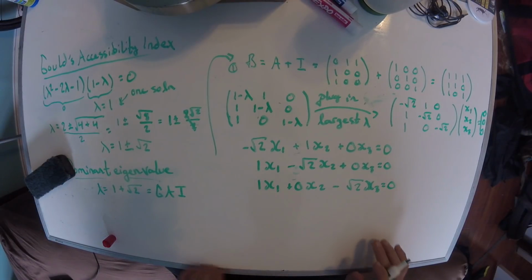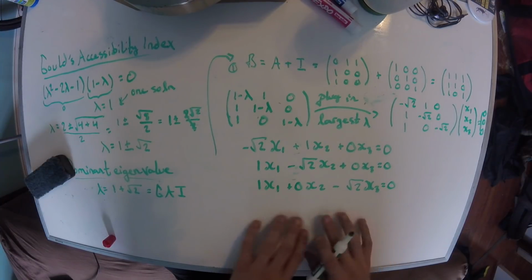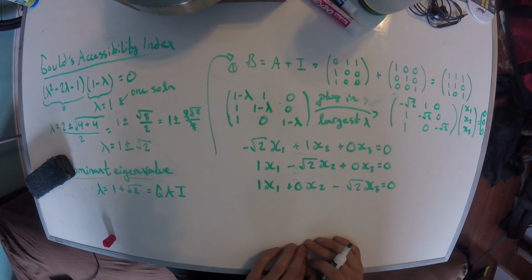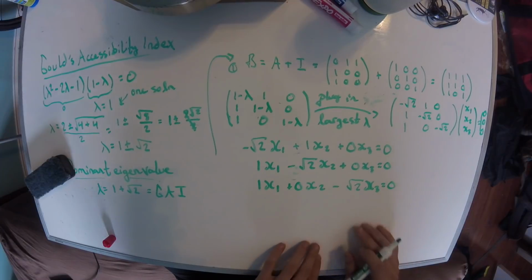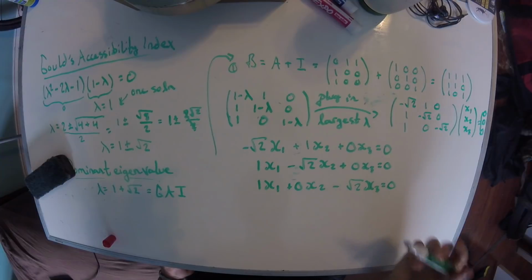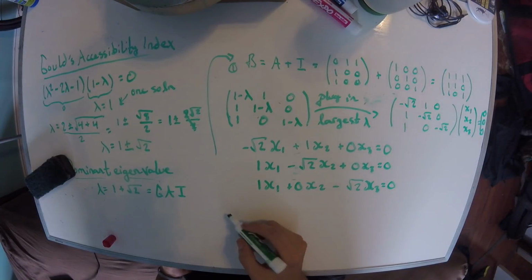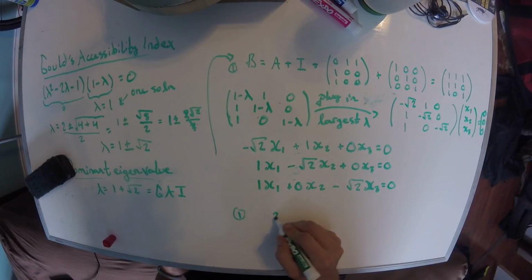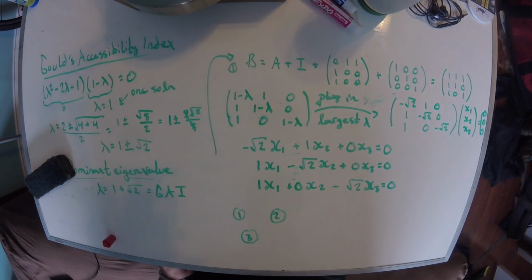And what you do is you just substitute. You'd solve for one of them, substitute into the rest of them, and that's how you would carry out the rest of this. And then the values of x1, x2, and x3 would precisely be the relative accessibilities of node 1, node 2, and node 3. And so that is very useful as well.